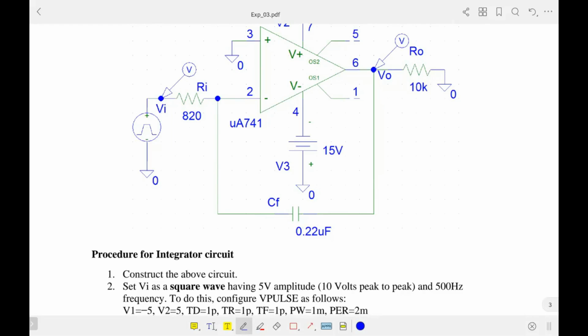Also you can choose to provide a sine wave. If you provide a sine wave at the input, obviously if you integrate sine, the result will be cos. So if you provide a sine wave, you will get a cos wave, and it will be minus cos, and in the output expression we have another minus, so it will be a plus cos wave anyway. You can verify this.